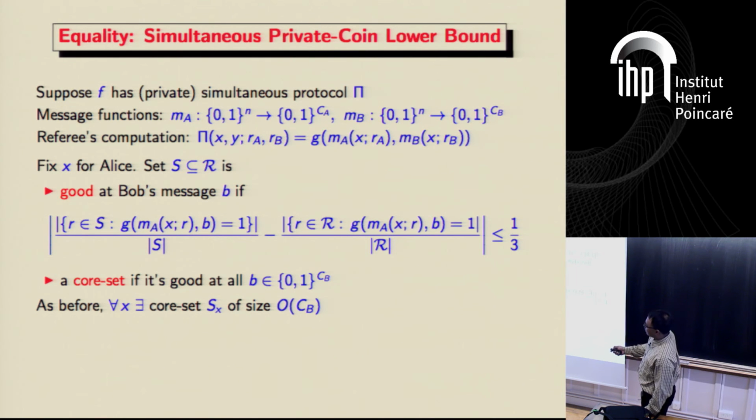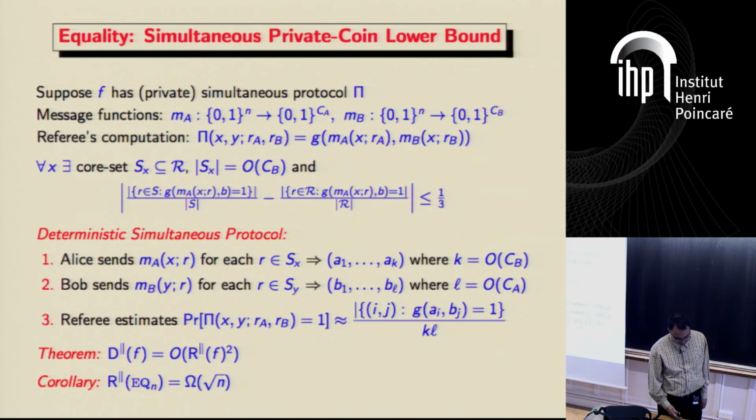Now it's a core set if it's good at all messages from Bob. So no matter what message Bob sends, if Alice changes her behavior this way, then she's off by at most 1/3 from what the original behavior would have been. As before, we can conclude that there exists a core set of size order the number of bits that Bob sends. If you do the same Chernoff argument, that's what it gives you.